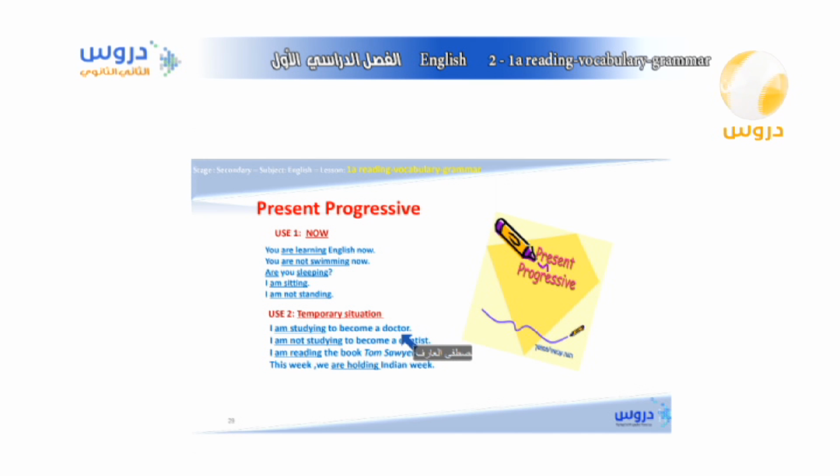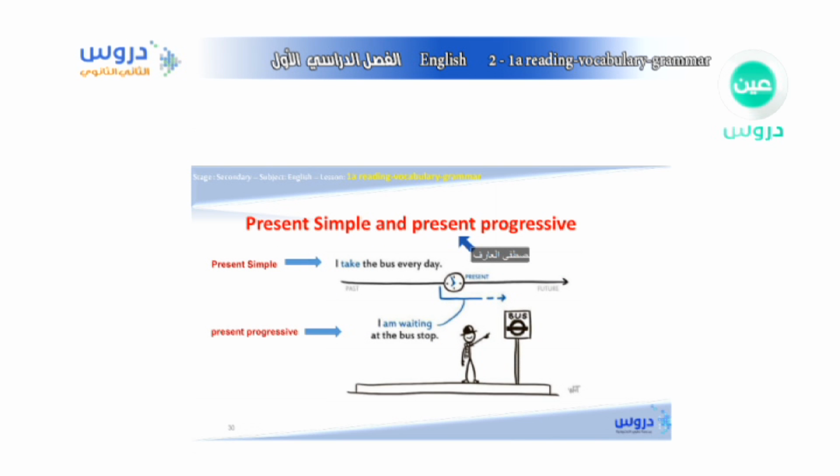I'm reading the book which is called Tom Sawyer, Tales and Adventures of Tom Sawyer. So you're going to read the book in 2-3 days and then it's over. It's a temporary situation. And finally, this week, we're holding Indian Week. Or this week, we're visiting the museum. So in a matter of a week, you visit the museum and then the tense is over. So this is a temporary situation.